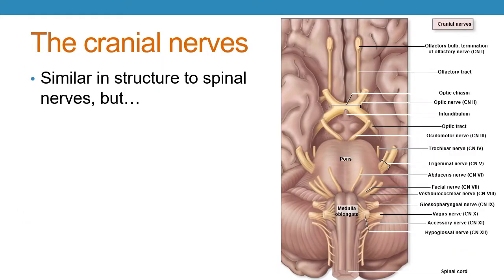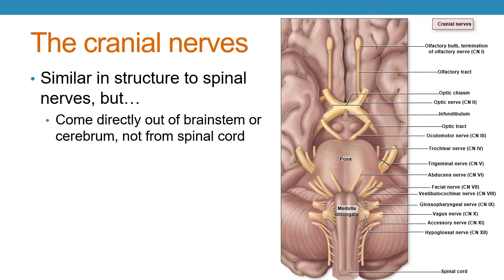The cranial nerves are similar in structure to the spinal nerves, but they have four major differences. They come directly out of the brainstem, or in one case, the olfactory nerve, they come out of the cerebrum itself. They don't come out of the spinal cord. Okay, that's the most obvious difference. They're cranial, so they come out of the brain instead of the spine.